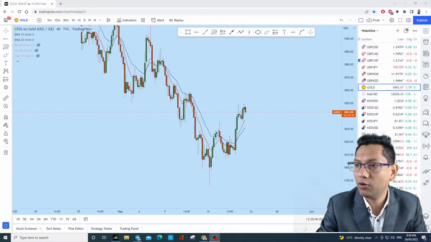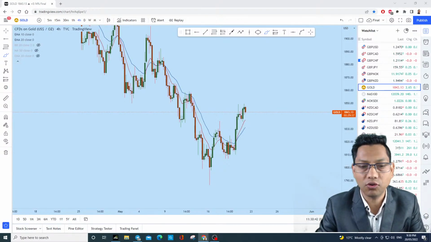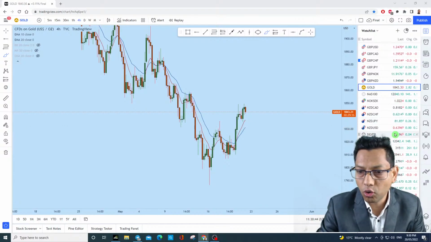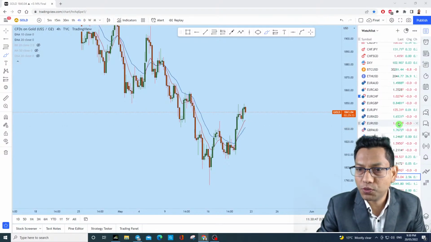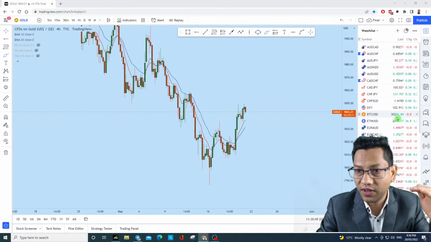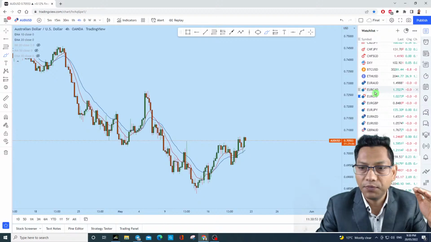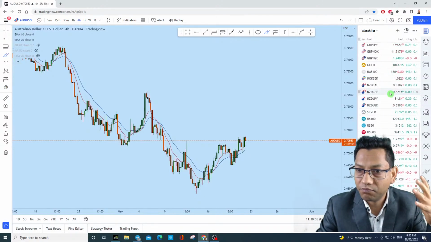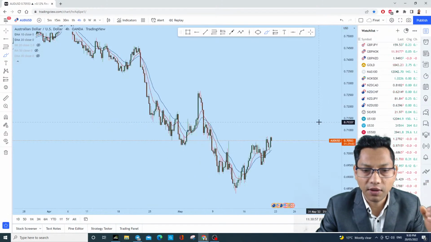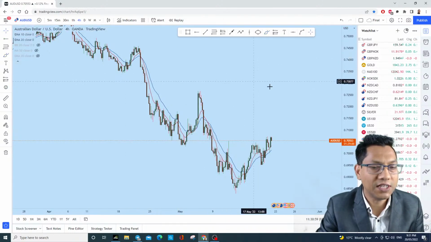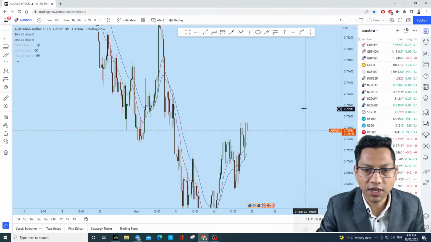So let's begin with some of the pairs giving really good trading opportunity, including gold and USD CAD. Most pairs are now in a very good position for trading, especially Aussie dollar, USD CAD, gold, and many of the hot pairs. So make sure you stick till the end to see how we can trade them.